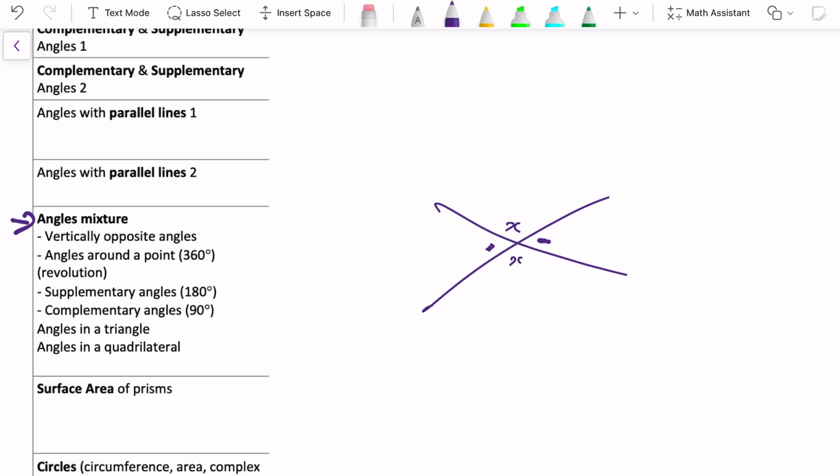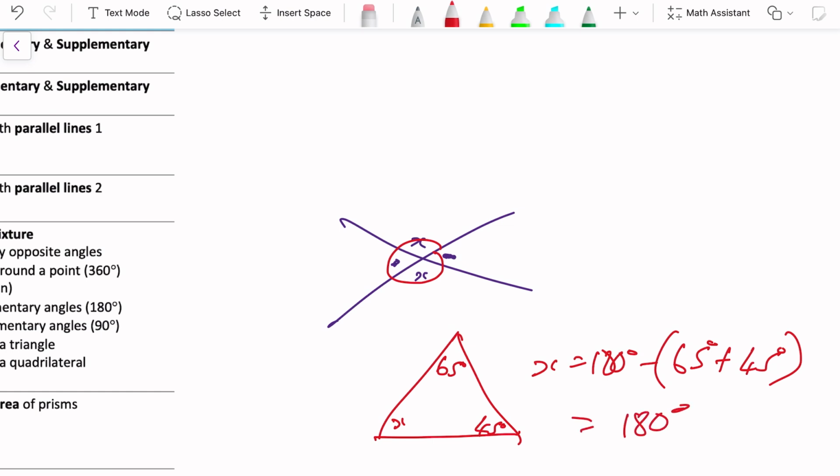Angles around a point or a revolution is exactly what it says. All these angles together add up to 360 degrees, so that allows you to solve problems if they are missing values. Once again, supplementary, complementary, we've looked at them previously. Angles in a triangle always add up to 180. So you might have x, 65 degrees, and 45 degrees. So what would x be? X would equal 180 take away 110, so x equals 70 degrees.